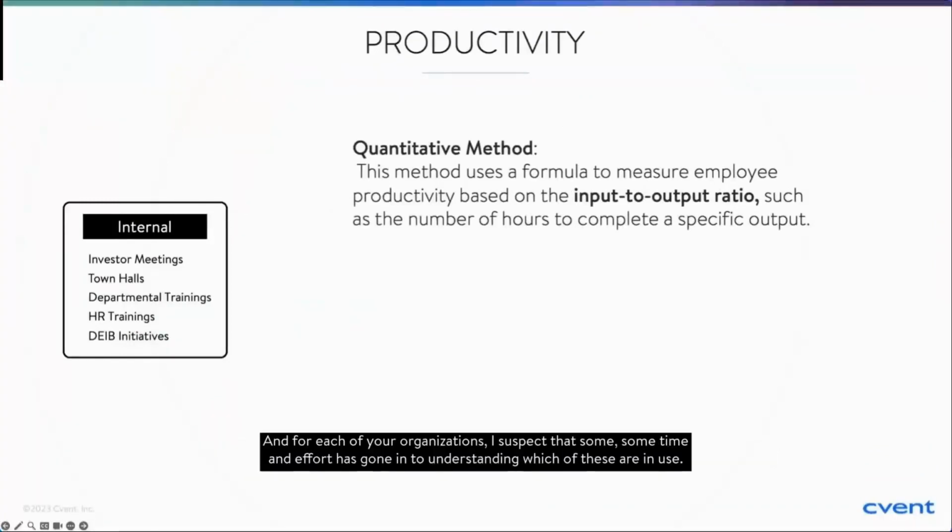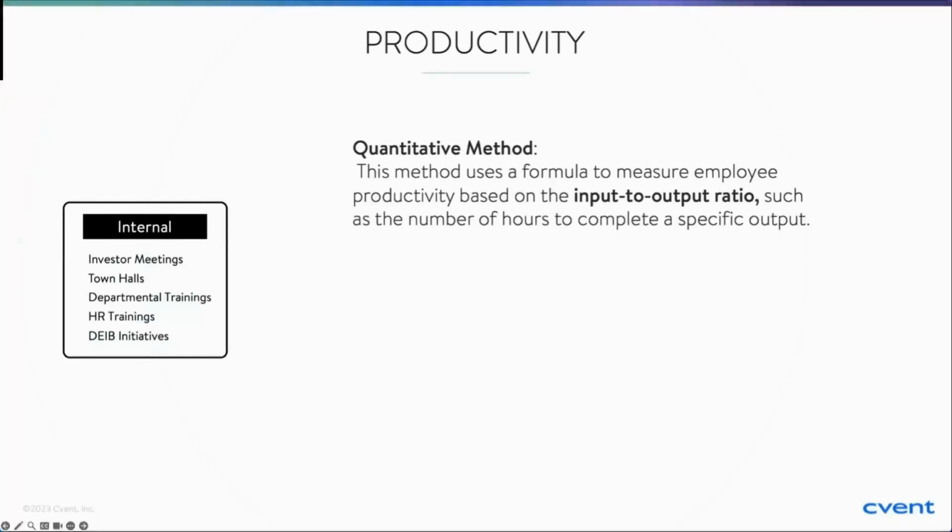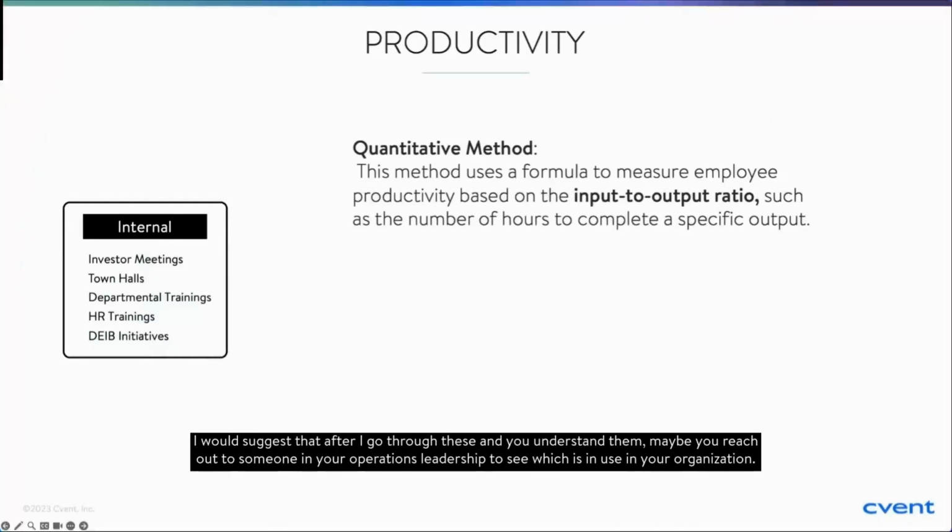And for each of your organizations, I suspect that some time and effort has gone into understanding which of these are in use. I would suggest that after I go through these and you understand them, maybe you reach out to someone in your operations leadership to see which is in use in your organization.